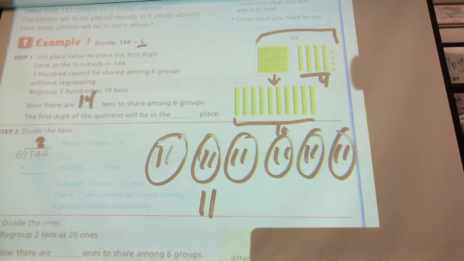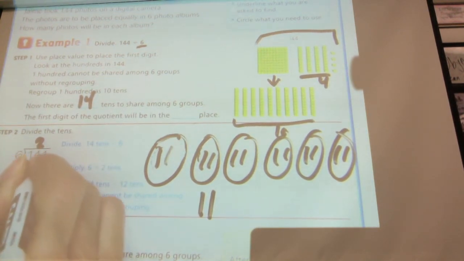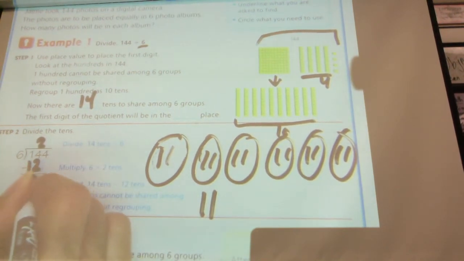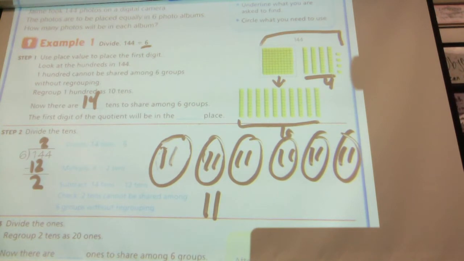Okay, class, how many? 12. We used 12. Now I'm going to subtract. How many 10 sticks do I have left? 2 10 sticks left. Okay.